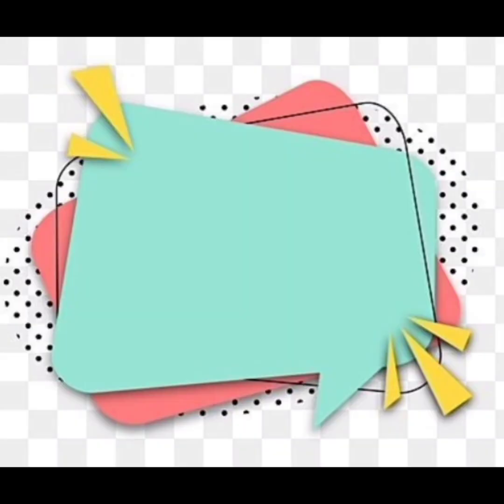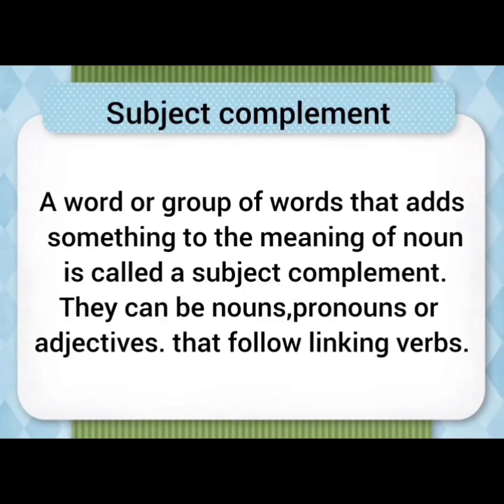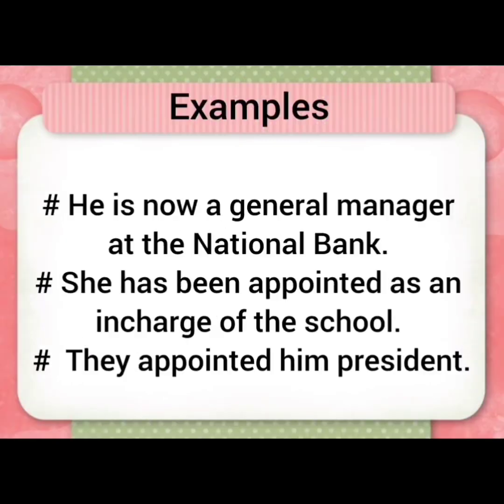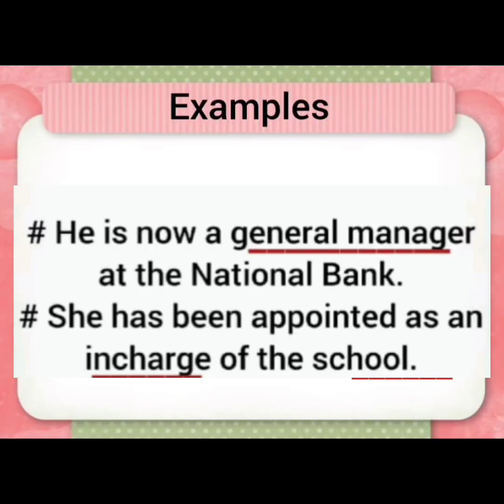Then next is subject complement. A word or group of words that add something to the meaning of noun is called a subject complement. They can be nouns, pronouns, or adjectives that follow linking verbs. For example, he is now a general manager at the National Bank. Now, if you look at the construction of this sentence, he is subject, is verb here, and then we have predicate in this sentence. Now, general manager is a word that is used as a complement for the subject he. That's how it is known as the subject complement.